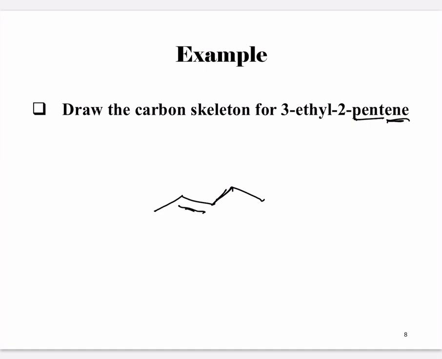And then what else do we have on the structure? An ethyl group, and the ethyl group's on which carbon? 3. So 1, 2, 3, 4, 5. This is going to look exactly like the same structure, except it's an ethyl group, and what's an ethyl group? A 2 carbon group. So this is going to be the structure for 3-ethyl-2-pentene. In the previous one, we were given the structure and wrote the name. Here, we're going the opposite direction: here's the name, write the structure.